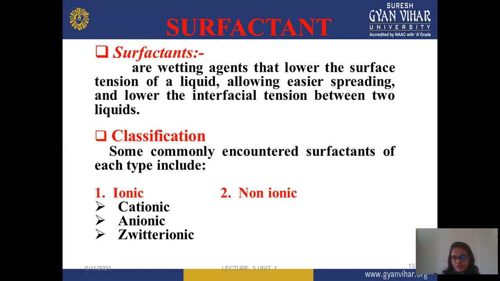Different types of surfactants are available. Mainly there are two types, ionic and non-ionic. Cationic, anionic, and zwitterionic are the three subcategories of ionic surfactant. According to the type of drug or the requirement of the formulation, you select a particular surfactant in the solubility enhancement technique, and you can also take surfactants in combination.